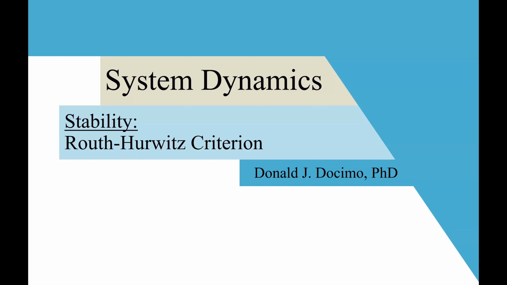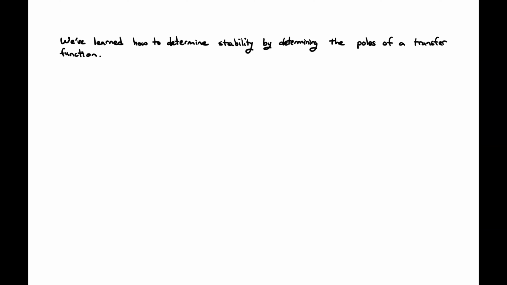All right, this video is going to cover the Routh-Hurwitz criterion and how it relates to stability. So we've already learned how to determine stability by determining the poles of a transfer function, right? That's what we've done previously. However, what if we can't determine the poles easily?